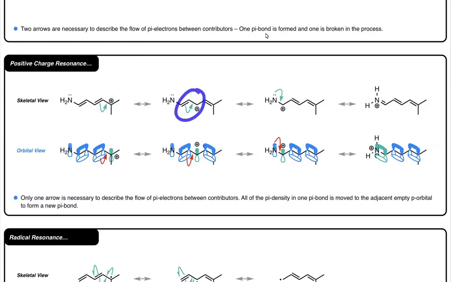Now that the positive charge is adjacent to that pi system, we can go from bond to bond, moving the pi density over. That is to say, the pi density is being shifted to fill that empty p orbital. So we're making this pi bond here. And that's going to leave this carbon atom empty as a p orbital. That's now the site of the positive charge. So we see that 1-3 relative movement again.